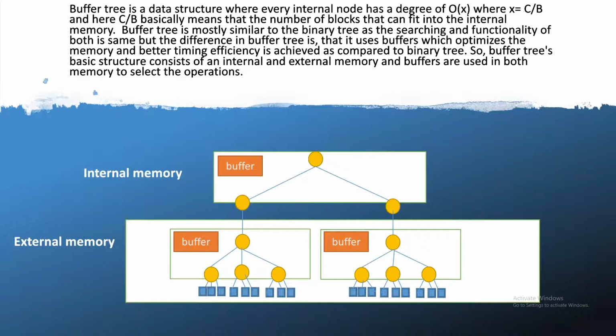Now moving forward, buffer tree is mostly similar to the binary tree, so the searching and functionality of both of them is same. But the difference in buffer tree is that it uses buffers, which optimizes the memory, and better timing efficiency is achieved as compared to binary tree. Moreover, buffer tree's basic structure consists of an internal and external memory, and buffers are used in both memory to select the operation, and you can see that in the diagram mentioned below.